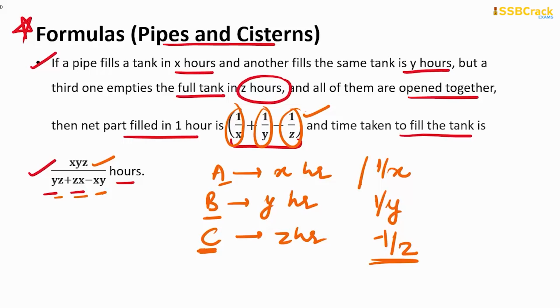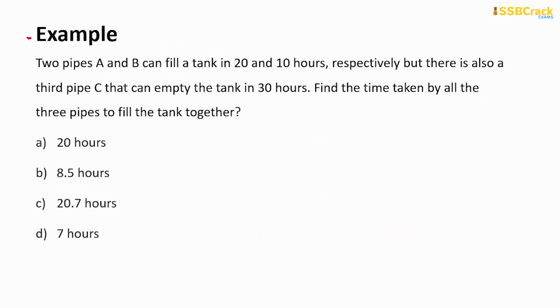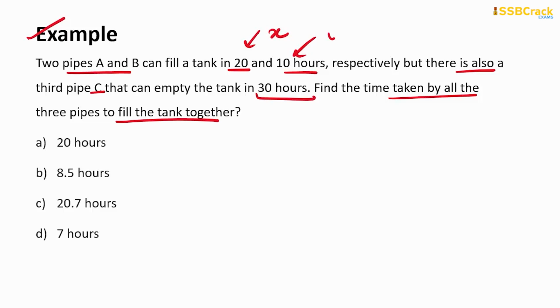Now let's discuss a question based upon this formula. So here is the question and it states that if 2 pipes A and B can fill a tank in 20 and 10 hours respectively, but there is also a third pipe C that can empty the tank in 30 hours. So find the time taken by all the 3 pipes to fill the tank together, right? So here our x is 20, our y is 10 and our z is 30, right? Now we have to find the total time period taken by all the 3 pipes to fill the tank.